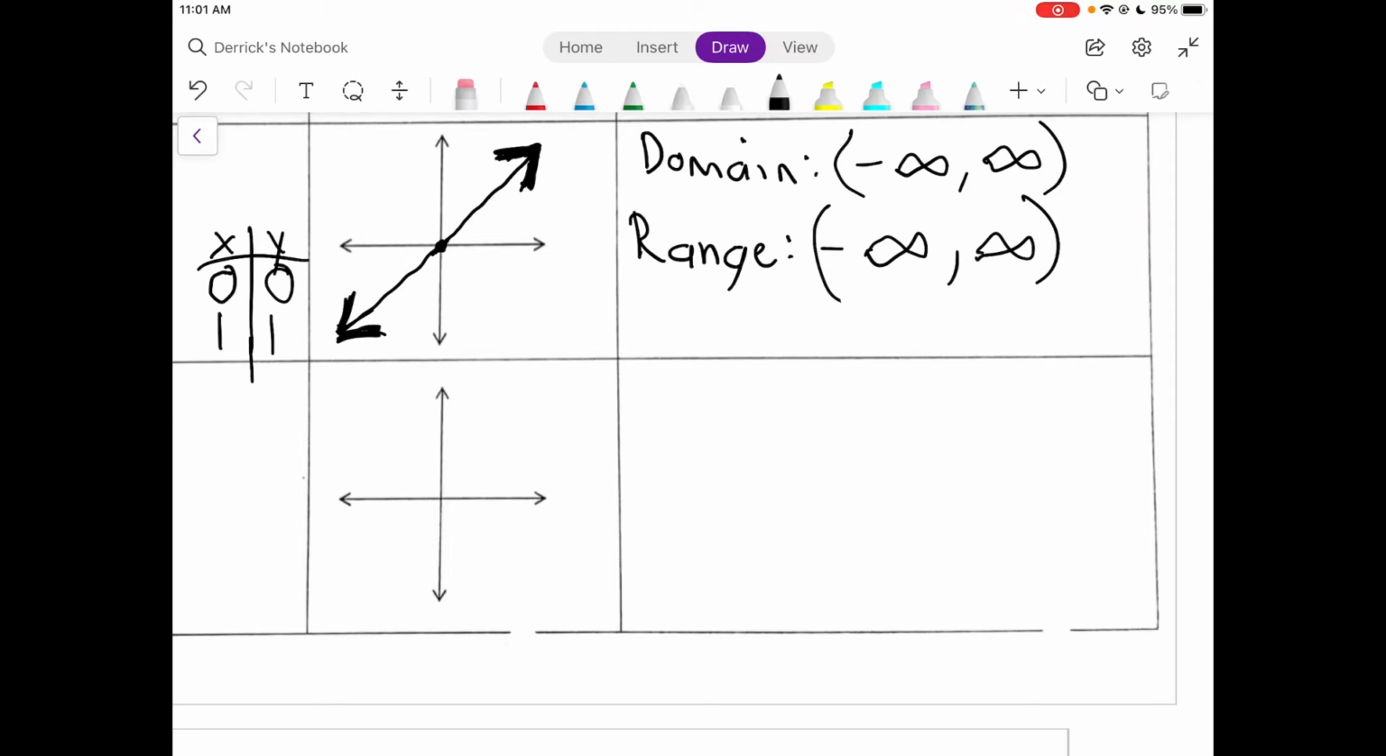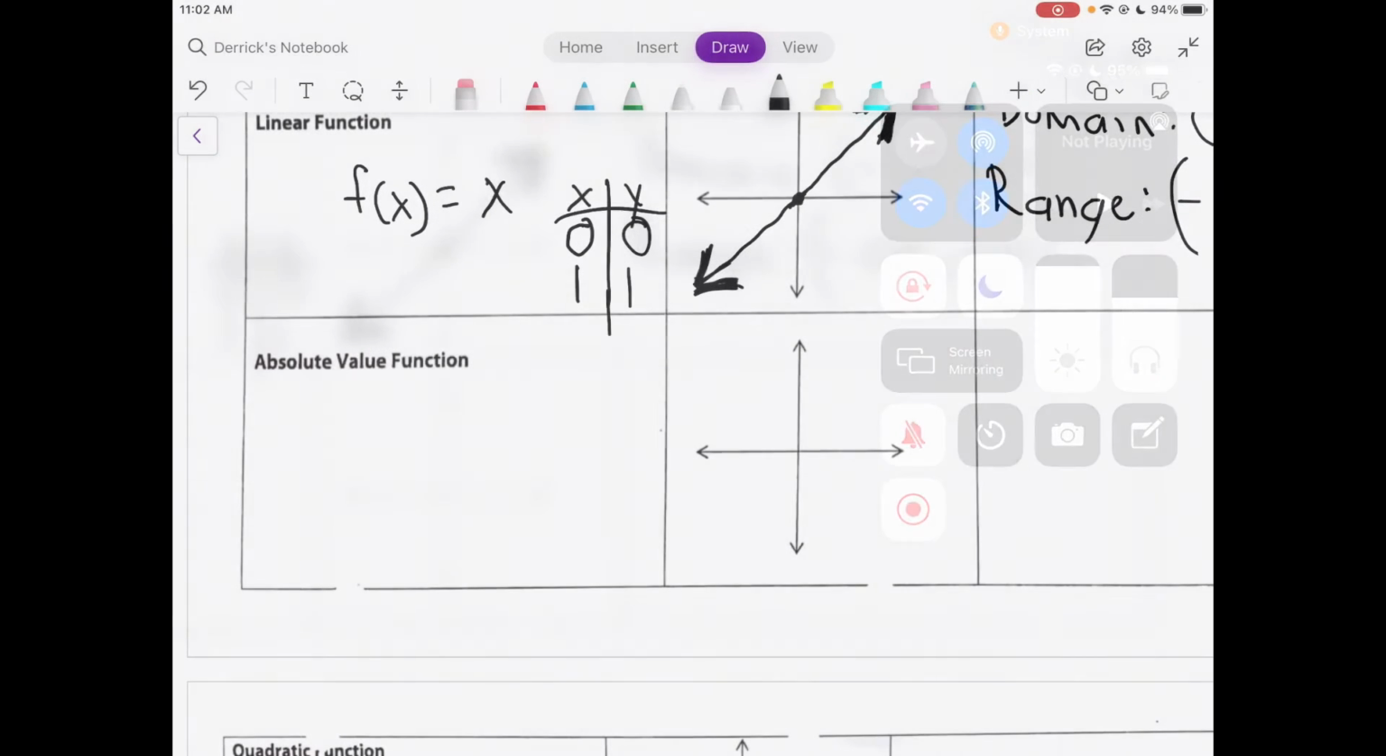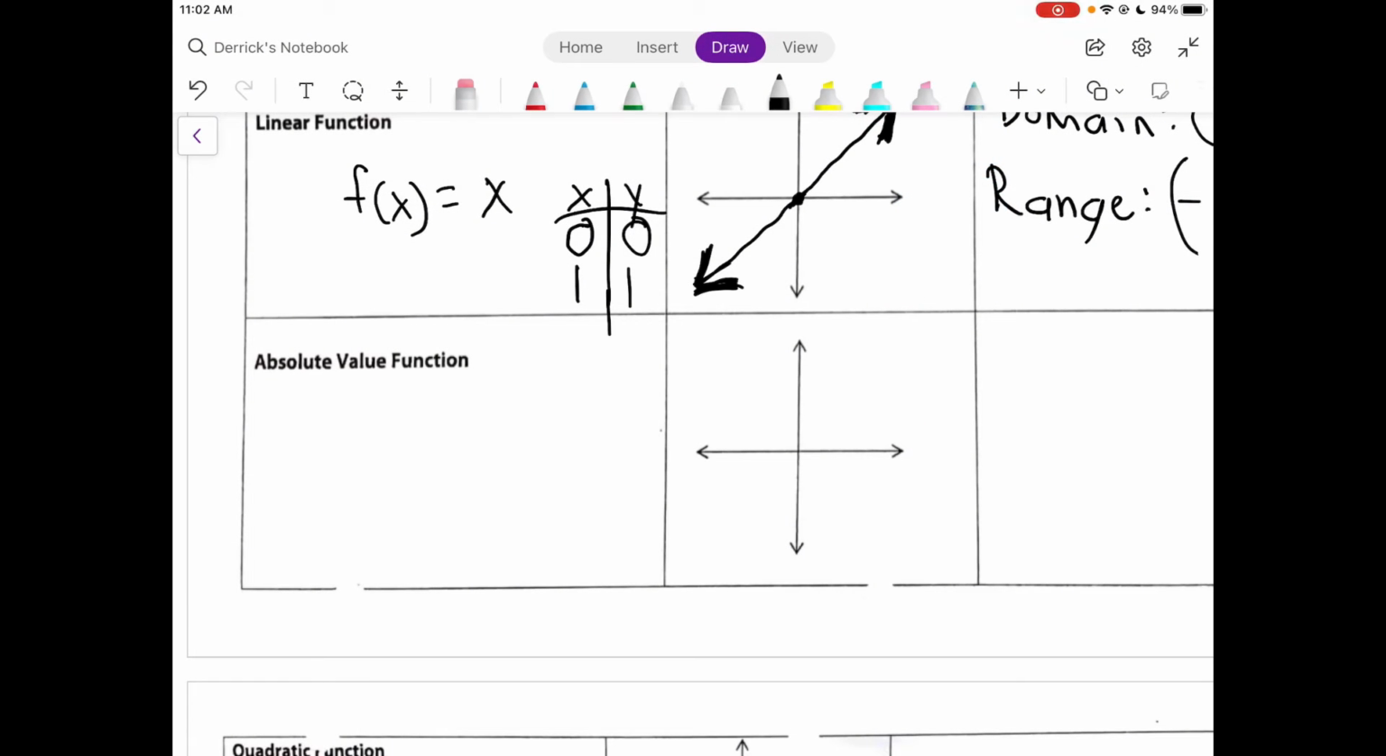The nice thing with linear functions is, if you know much about linear functions, you know they are continuous lines that go forever. So your domain and range can pretty much be guaranteed for every linear function you would have. There's not going to be a whole lot of different stuff, no matter what type of transformations or translations you might have. Now let's take a look at the absolute value function.